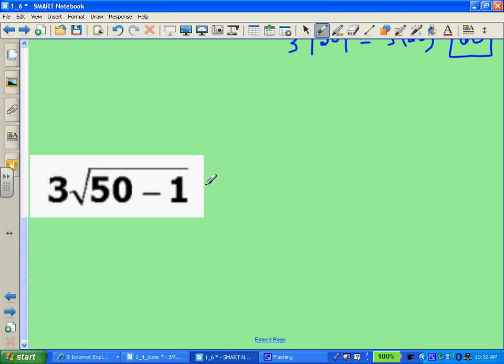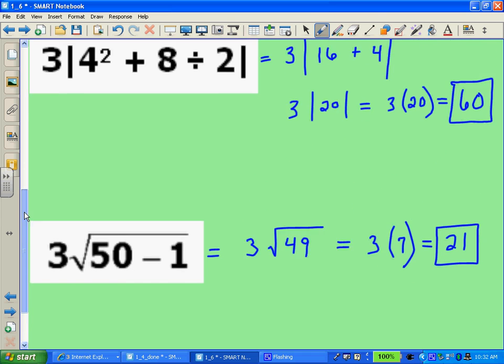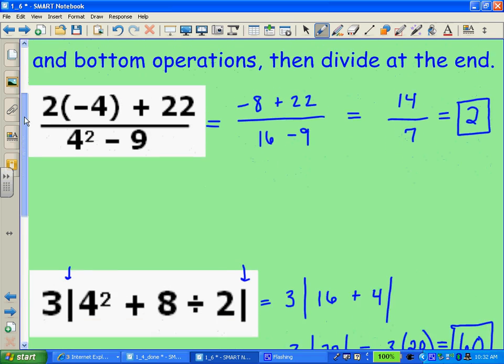And then this is a radical sign. If you'll remember, we talked about radical signs in 1-5, I should say, when we talked about square roots. So underneath the radical sign, I got to do that first. It acts like parentheses as well. So I'm going to do 50 minus 1 first, which is 49. And then I'm going to take the square root of 49, which is 7. And then I'm going to multiply. So my answer to that one would be 21.